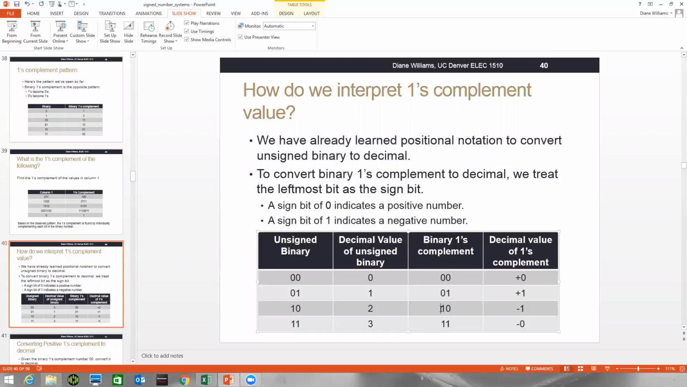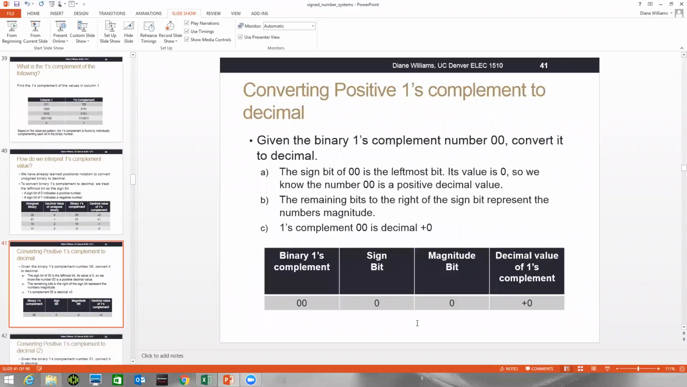We said then, when the sign bit's negative, we know that we have to put in the negative sign, but then we have to complement the magnitude bit, this bit here. So minus 1, same way here, the sign bit is negative. We complement the magnitude bit of 1 to get minus 0. All right, and this goes through what we just went through in the table, but it's written out a little bit more neatly for you to follow.